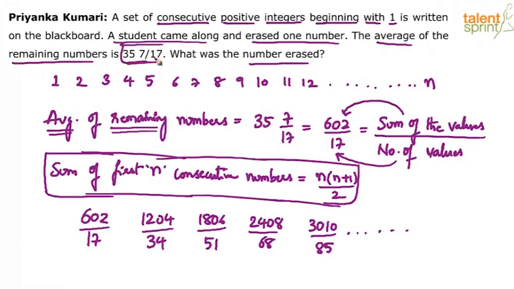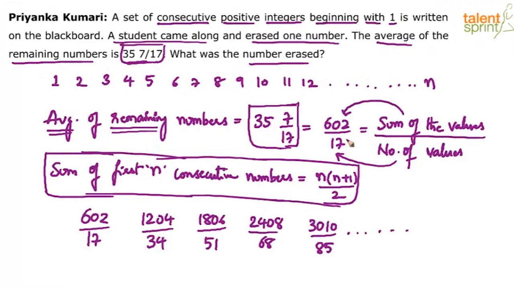The only number that is given to us in the question is this one, 357 by 17. So we have to do something with that only. I'm trying to look at all the possible ways in which 357 by 17 can be obtained. Why are we multiplying numerator and denominator by 2? Because for me, the denominator is very important here. The denominator 17 tells me that there are 17 numbers remaining.